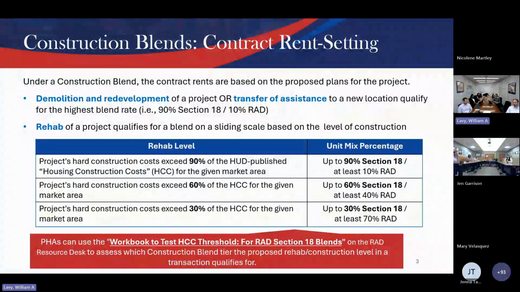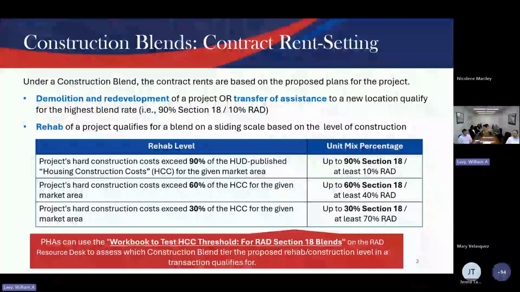But for PHAs with more than 250 units using a blend, the property is eligible based on whether it's doing demolition and redevelopment of the property or transferring the assistance, in which case they get the highest blend rate, which technically is 90% Section 18, 10% RAD. We'll get into that in a second. Or if they're doing rehab on the property, there's a sliding scale eligibility based on the depth of the rehab.